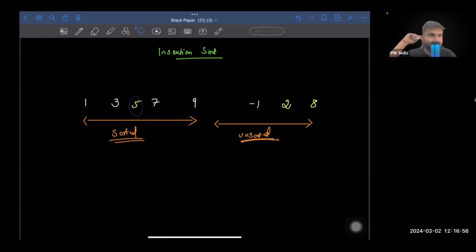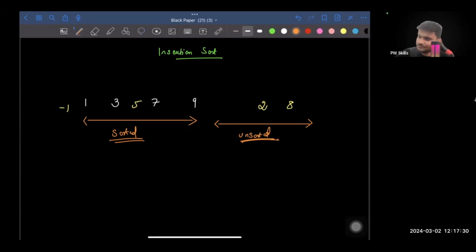Same thing here. Again, what we are going to do? Now, we are going to pick the first element of the unsorted region. Is -1 less than 9? Yes. That means it will be to the left of 9. Is -1 less than 7? Yes. That means it will be to the left of 7. Is -1 less than 5? Yes. Is -1 less than 3? Yes. Is -1 less than 1? Yes. That means -1 will come here. And so on.